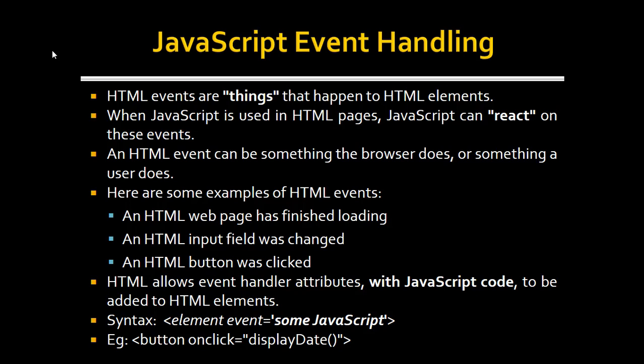HTML allows event handler attributes with JavaScript code to be added to HTML elements. For example, the HTML event equals some JavaScript function. That means if that particular event happens, then this particular function will get called. In this example, button onclick equals displayDate. That means while clicking on this button, the JavaScript function displayDate will get executed. Hope it is clear.